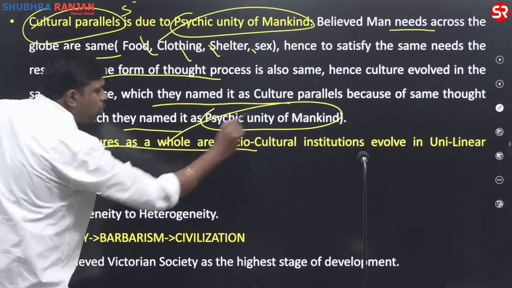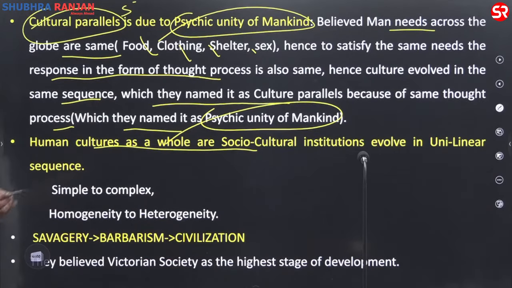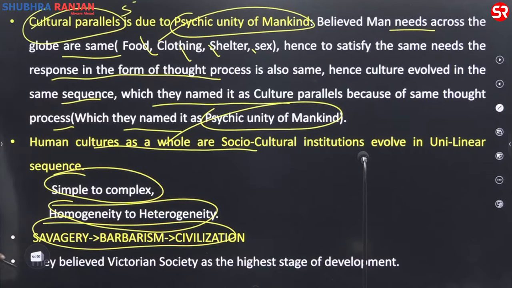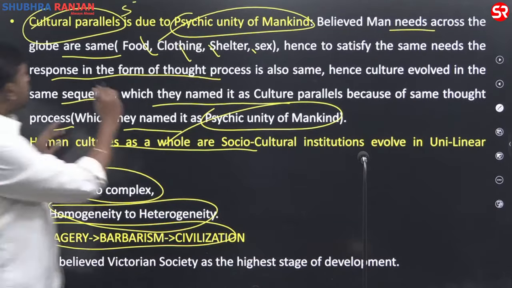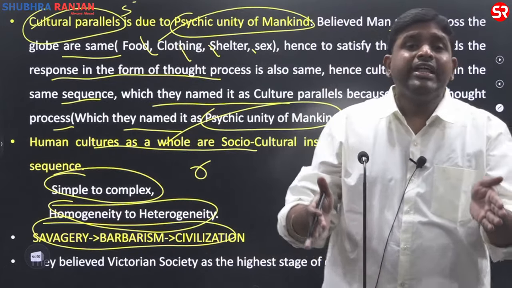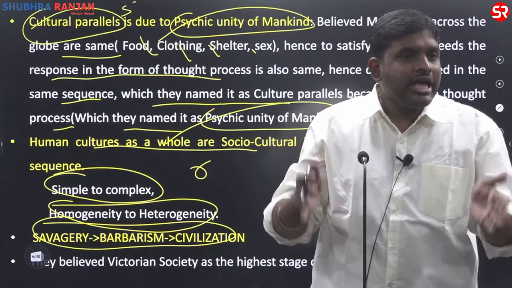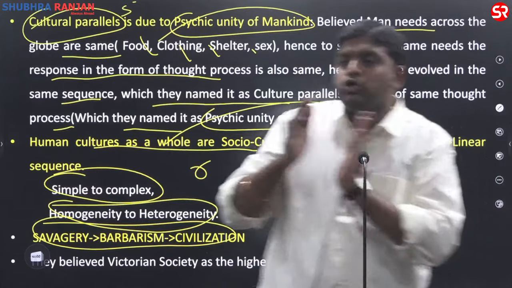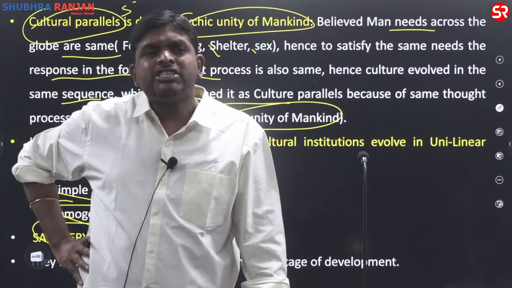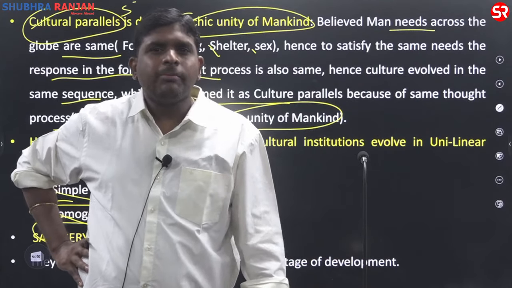Human cultures as a whole are socio-cultural institutions in unilinear sequence. They evolved from simple to complex, homogeneity to heterogeneity, savagery to barbarism to civilization. So the sixth contribution is that evolution is in unilinear sequence, simple to complex. You tell me, when you are in first class, are you simple, and now are you complex? Accept it or not.